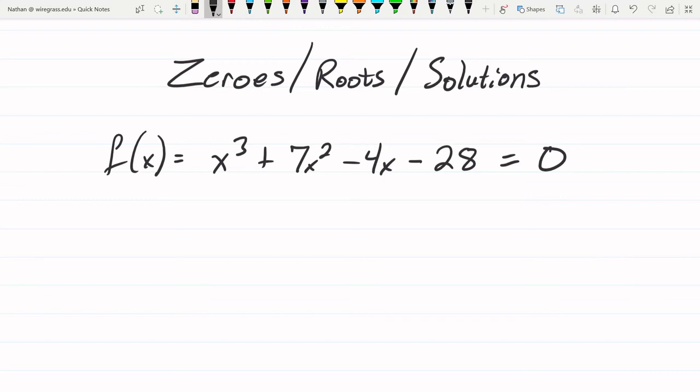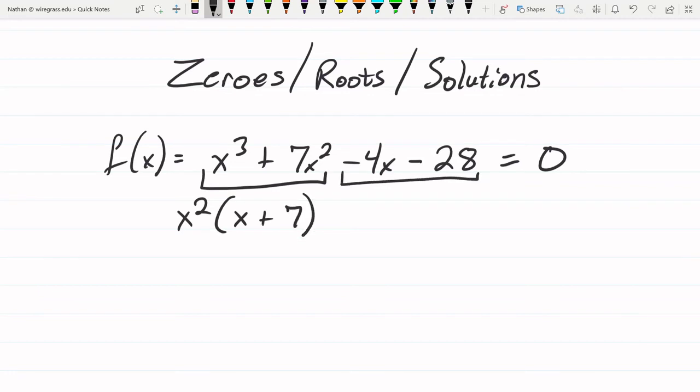But the way we solve this, you should actually already know how to do: factoring. We're going to factor this thing. Now this is actually a cubic polynomial, so we can factor it by grouping. So we just ask, what can I take out of the first two terms? Take out an x squared. That gives me x plus 7. And out of the next two terms, I can take out a negative 4. That gives me x plus 7.